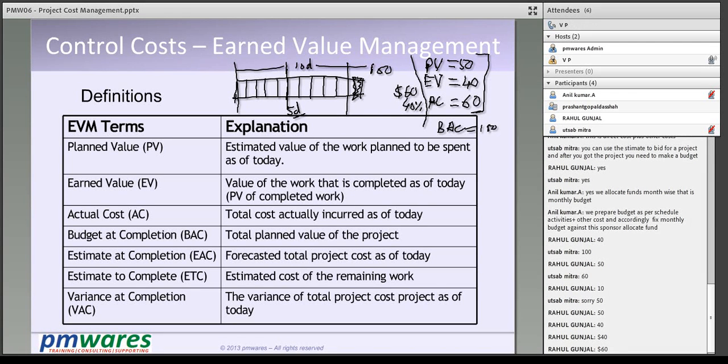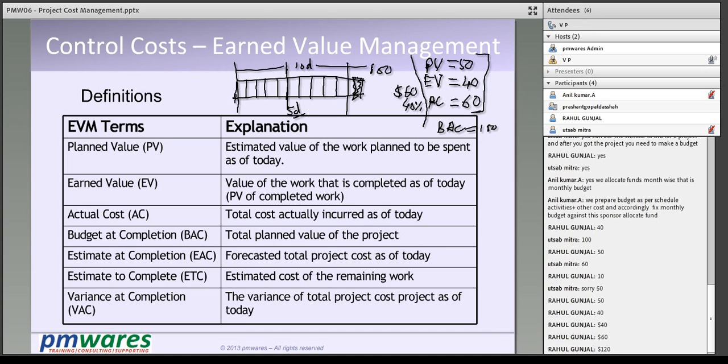Originally I was supposed to spend $100, but going with that 40% achieved in $60, do you think I will complete this in $100? Probably $120. I don't know. Suppose if $120 is the cost, then EAC becomes $120 in this case. What is ETC? Estimate to complete is from this place to this place. That means the total EAC minus the actual cost spent.